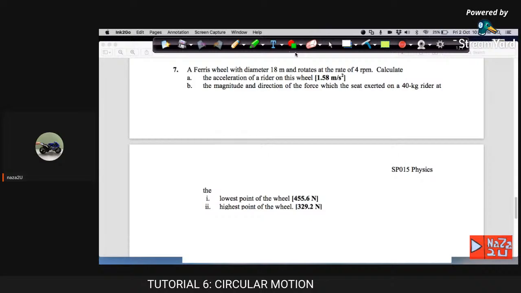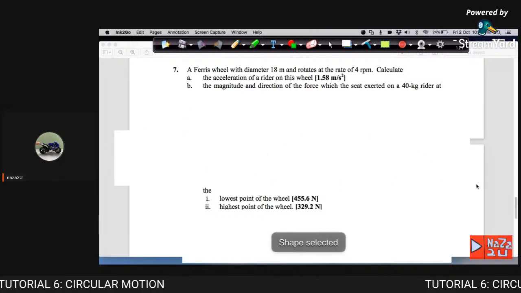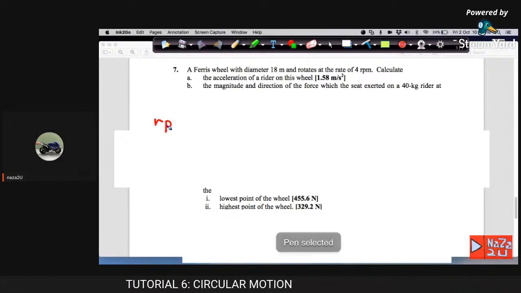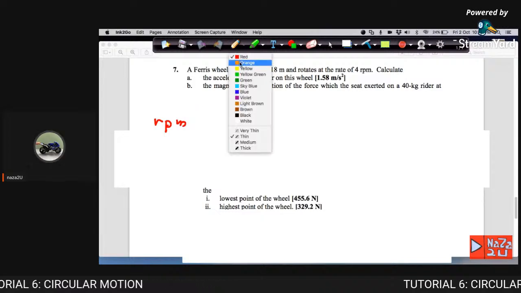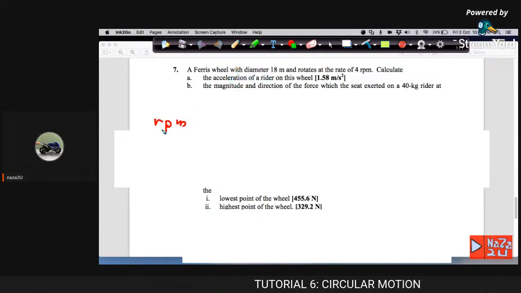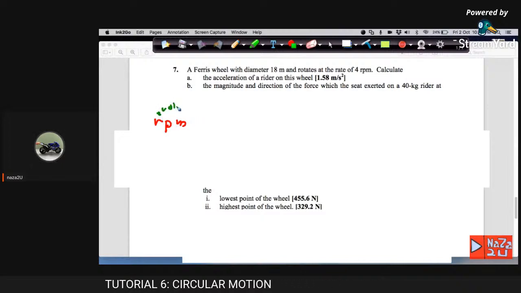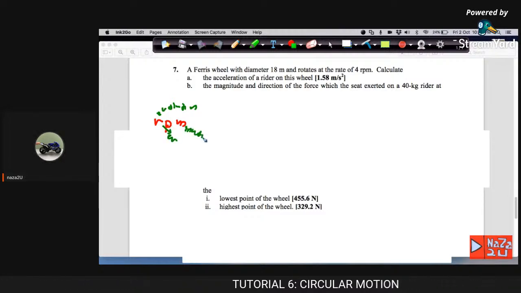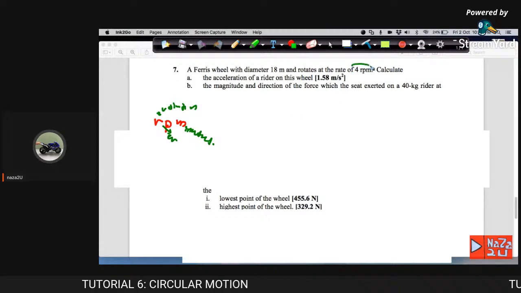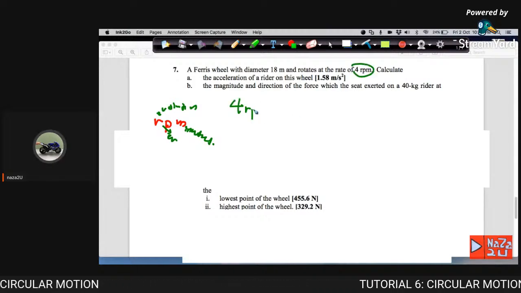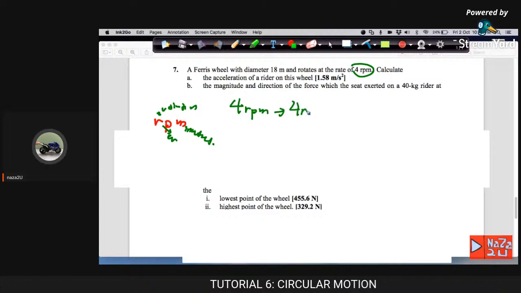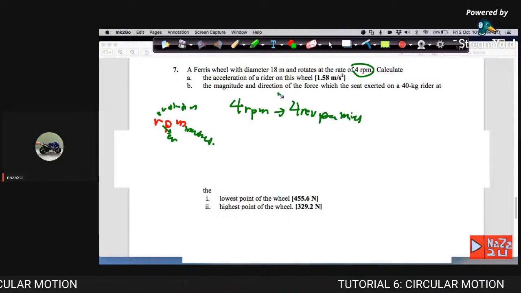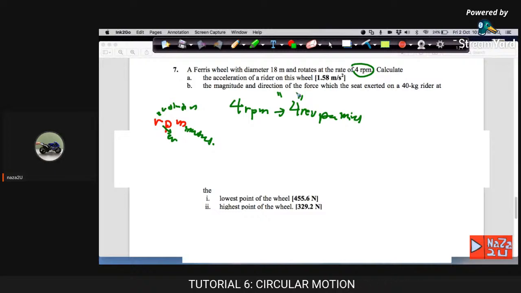So the first, RPM, mungkin kalau yang belum jumpa tu kan, RPM. RPM stands for the R is revolution, and this is minute. Okay, putaran per minute. Maksudnya kat sini 4 RPM meaning 4 revolution per minute. Maksudnya dalam 1 minit dia membuat 4 pusingan lengkap. This is 4 RPM.